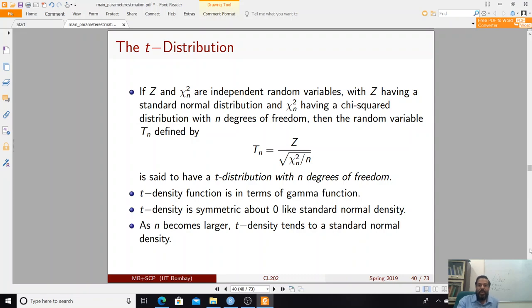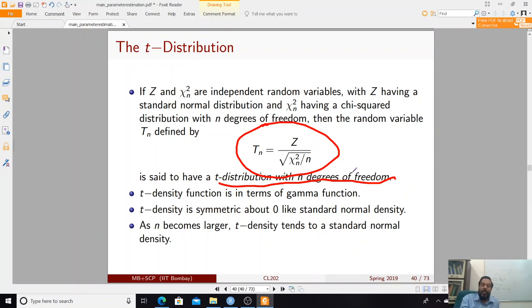So here are some more details. As I discussed with you, it is a ratio of the unit normal and a chi-square, mean chi-square distribution. Why I call it a mean is because I divide it by the degrees of freedom n inside that square root. And so this is known as a t distribution with n degrees of freedom.